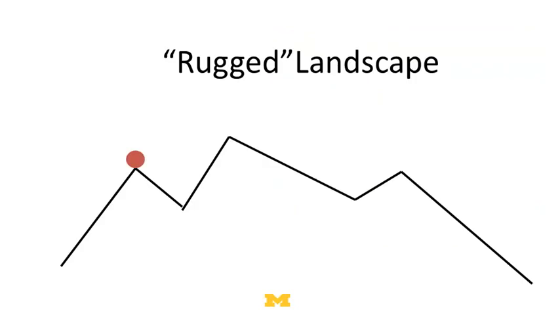So I'm going to explain this in 2 ways. Let's go back and talk about a rugged landscape model. Remember in a rugged landscape model there were peaks. So here's a peak, here's a peak, here's a peak.